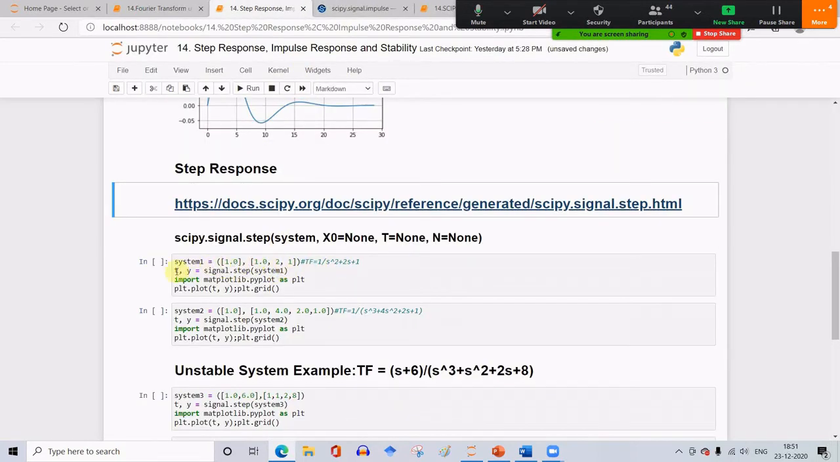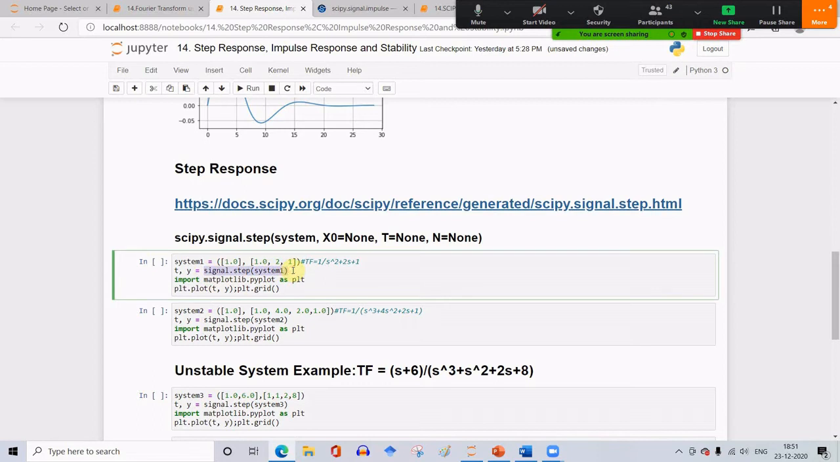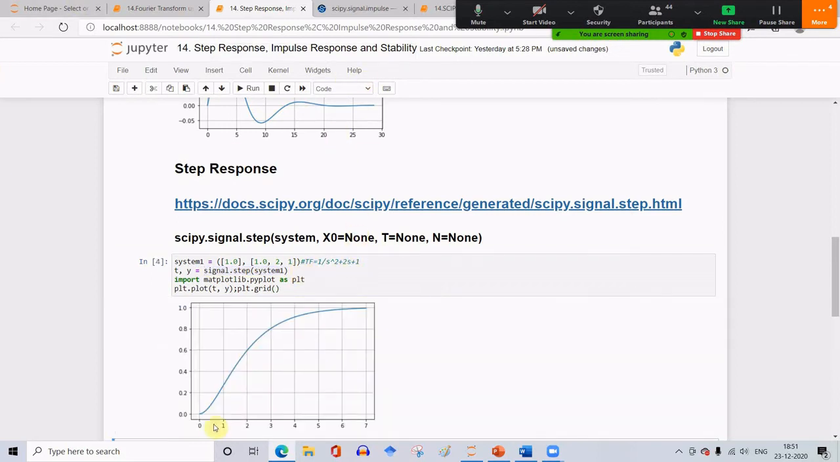So after defining the system, get the time and y-axis from the signal dot step for system 1, given by the transfer function 1 by s square plus 2s plus 1 as before. So let me get the step response. The step response increases from 0 to 1 under steady state. The second term, which is 2 zeta tau, has a value of 2, indicating that zeta is 1, which represents a critically damped system.